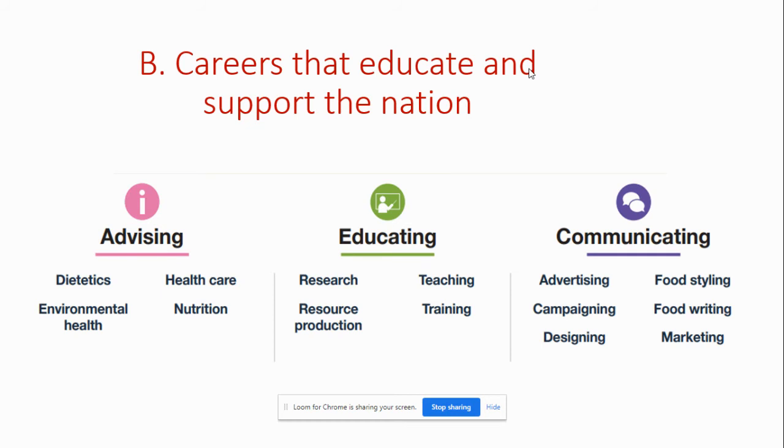Advising, educating and communicating are other types of jobs that this sector provide. So working in a hospital alongside doctors and nursing staff as a dietitian or a nutritionist, you can work in the public sector, the health sector, and the private sector as well, and lots of job opportunities with regards to that. Research scientists, resource production, so investigating how food is produced and being able to educate that.